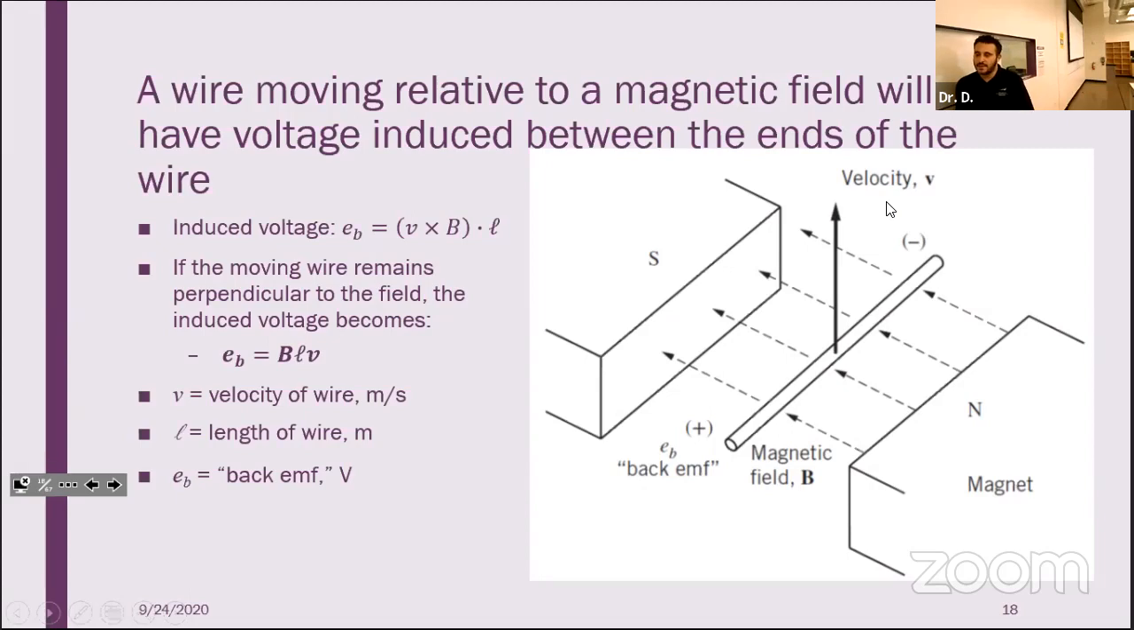How do we discuss this? Well, the back EMF is the voltage, the cross product of velocity and the magnetic field, dot L. Well, we're going to simplify it. For something that's perpendicular to our field, this back EMF is just B times L times V, where V is the velocity of the wire, L is the length of the wire, and E sub B is my back EMF. So this should come out in volts.